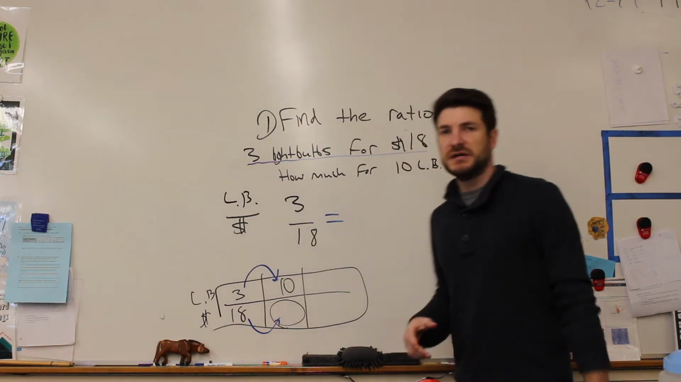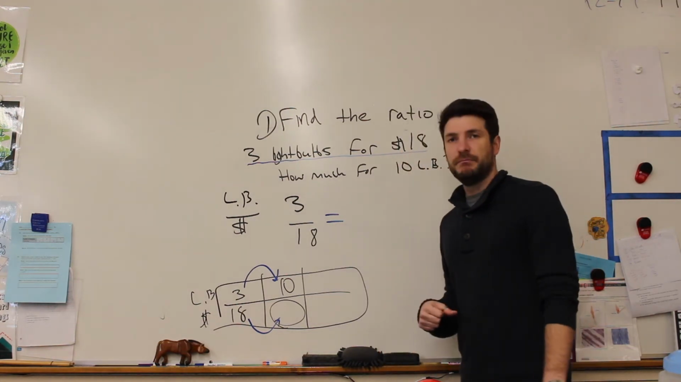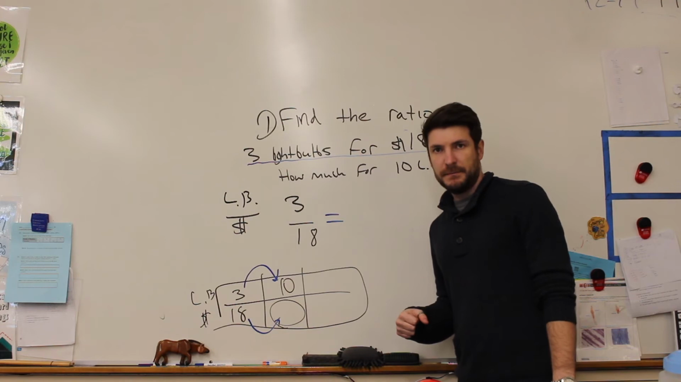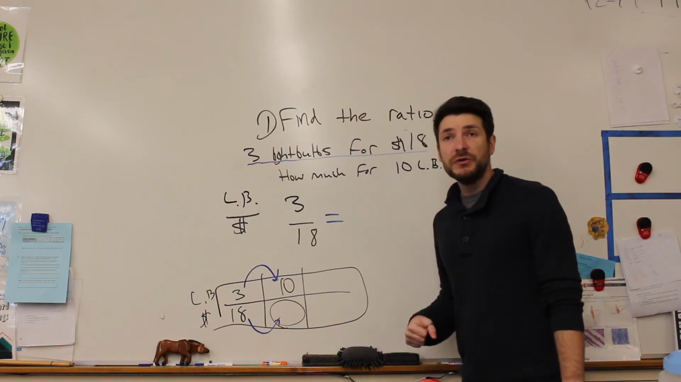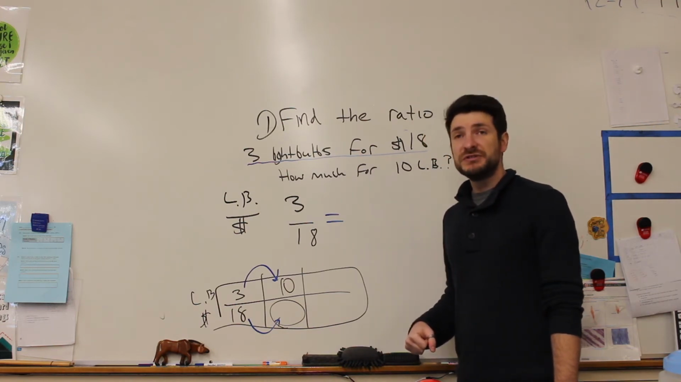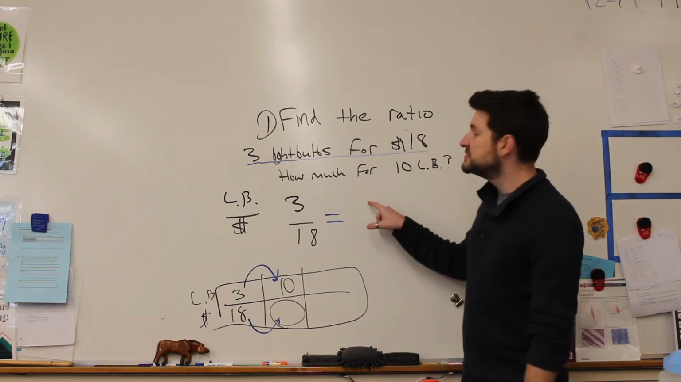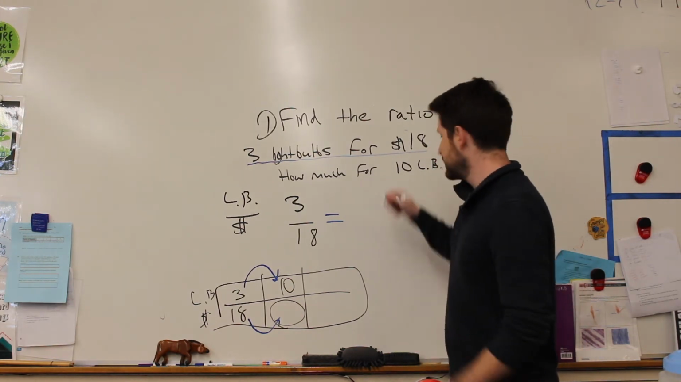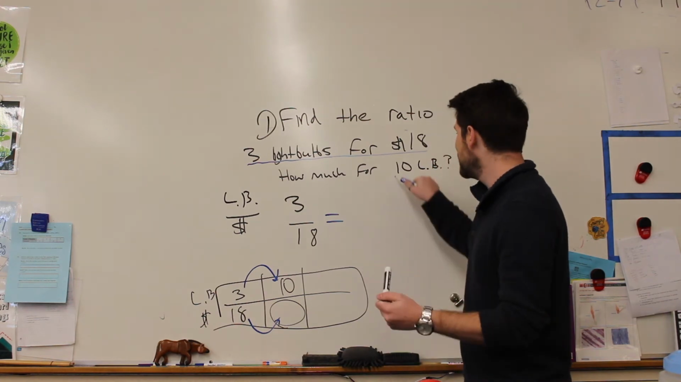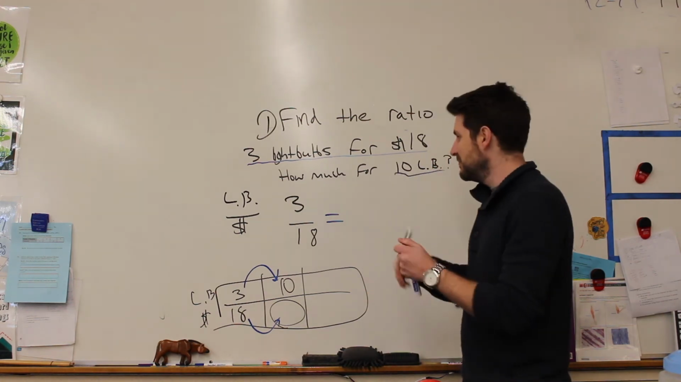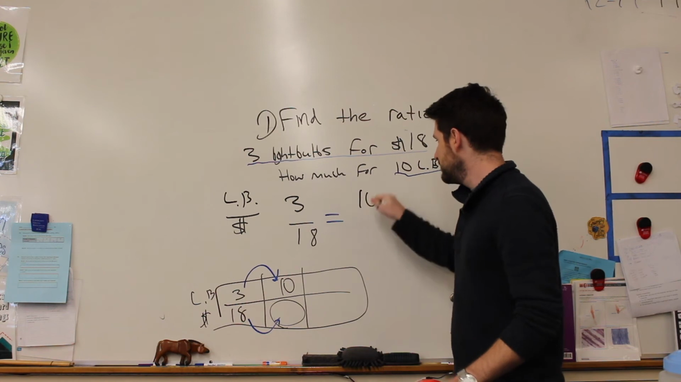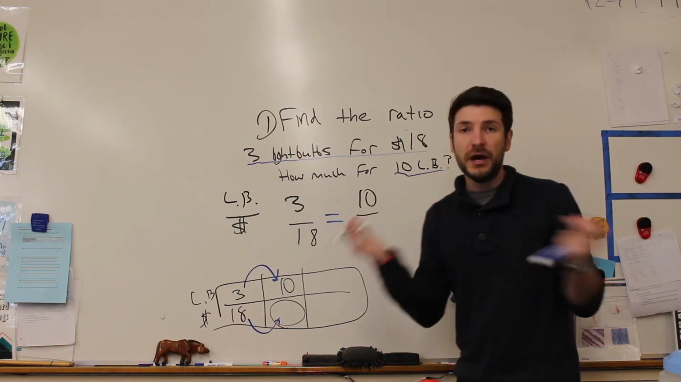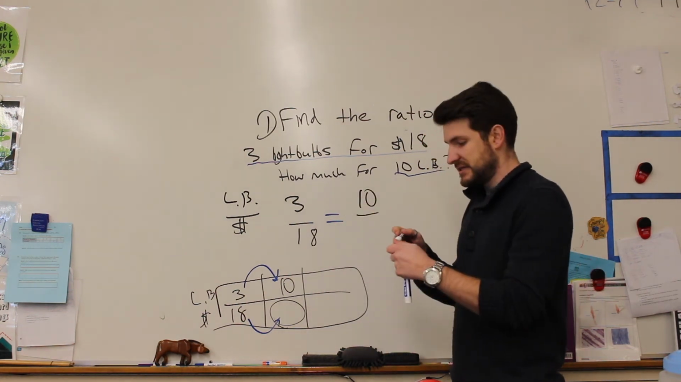Well, is light bulbs on top, or is it on bottom? Chad, what do you think? No, Chad, that's wrong. Light bulbs are on top. So, how much for 10 light bulbs? It's the only other number left in the problem. 10 light bulbs over, we don't know. How much? That's the question.